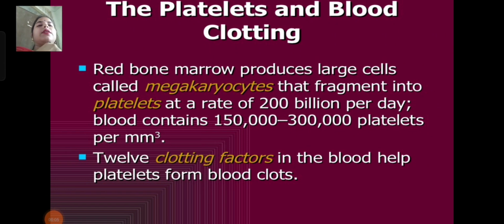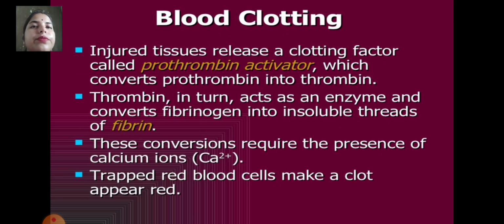In today's class, I discuss the platelets and blood clotting. Bone marrow produces large cells called megakaryocytes that fragment into platelets at a rate of 200 billion per day. Blood contains 1,50,000 to 3 lakh platelets per mm cube. 12 clotting factors in the blood help the platelets form the blood clot.